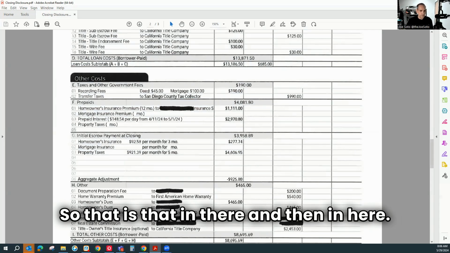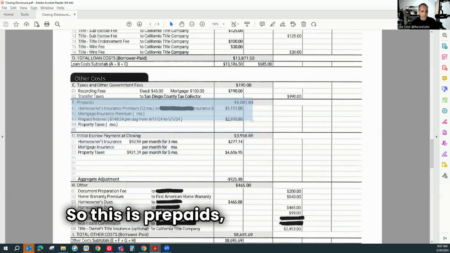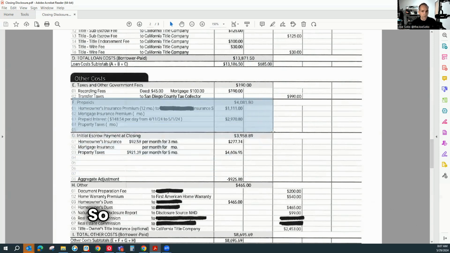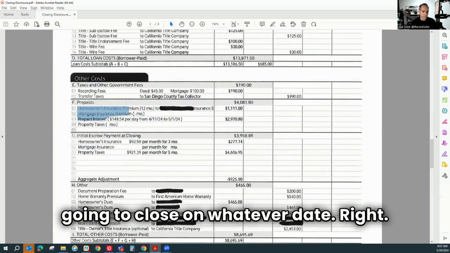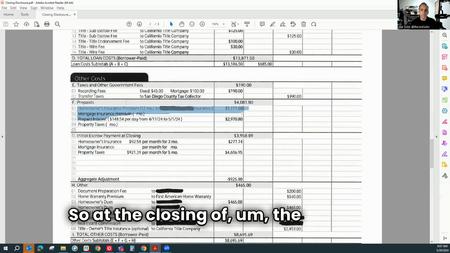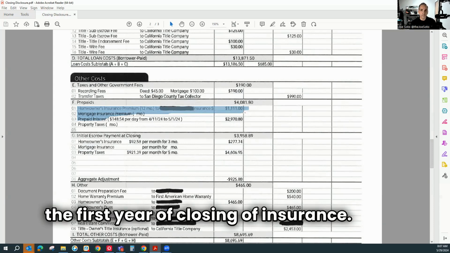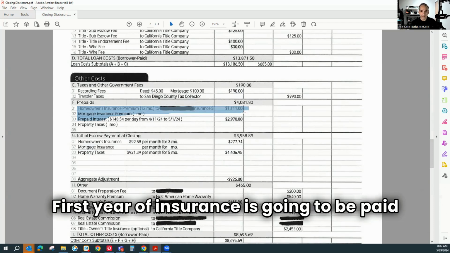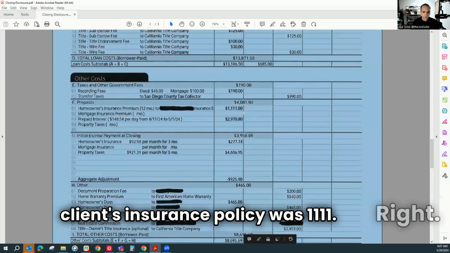And then in here, these boxes really confuse a lot of people, right? So this is prepaids and this is escrow. So when you buy a house, you're going to close on whatever date, right? This was a April closing. So at the closing, the borrower or anybody is going to have to pay the first year of insurance. Sorry, first year of insurance is going to be paid at closing. In this particular thing, the client's insurance policy was 1111, right?